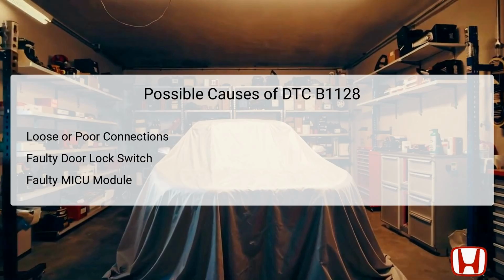Several factors can lead to the DTC B1128 being triggered. One primary cause could be loose or poor connections within the circuit elements. These poor connections may disrupt the signal being sent and cause erroneous inputs to the system. Another prevalent cause is a faulty door lock switch. If this component fails, it can mistakenly trigger simultaneous locking and unlocking signals.